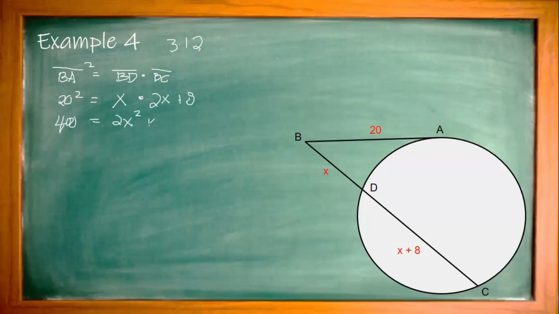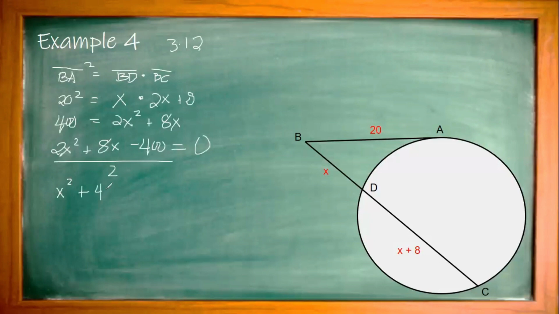Then for x and 8, the result would be 8x. Then converting that into standard form results in 2x squared plus 8x minus 400, and that would be equivalent to 0. Take note that we can simplify this into lowest terms. We can divide that by 2 so the problem will be easier to solve. So the result would be x squared plus 4x minus 200. Okay, so that's it. This is now our standard equation.